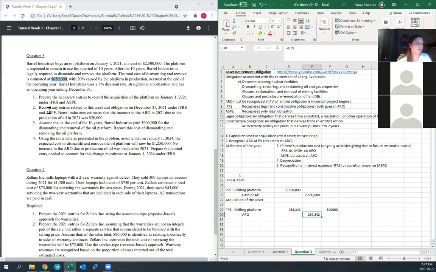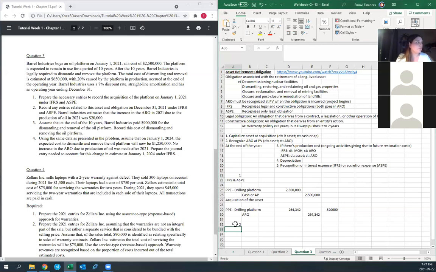Then for requirement 2, is it clear for the 20%? Because it could be confusing a little bit, but I think it should be good. It's basically like costs that they incurred during the year.